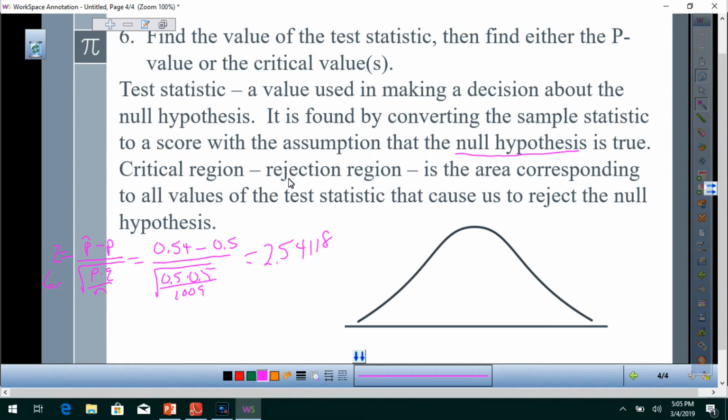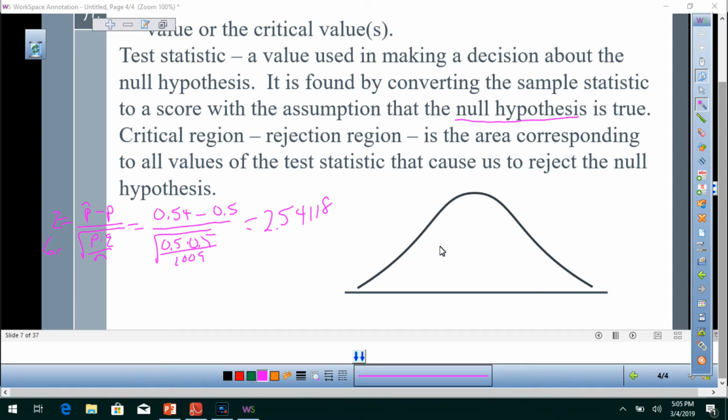Critical region, the rejection region, is the area corresponding to all values of the test statistic that cause us to reject the null hypothesis. Now when it comes to test statistics, if you remember, we said p was greater than 0.5. So here is p, right here, and that's going to be 0.5. Since it's greater than, we're going to do what's called a right tail test, and our critical region is going to be over here.